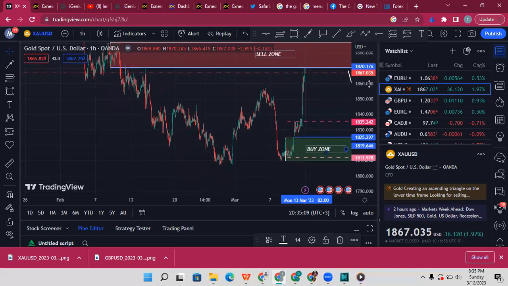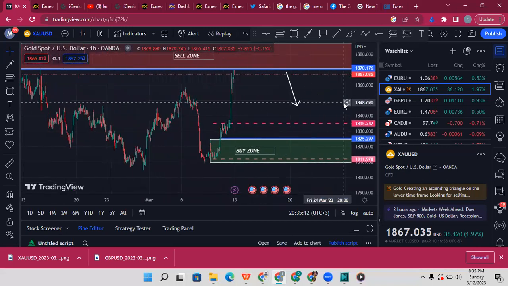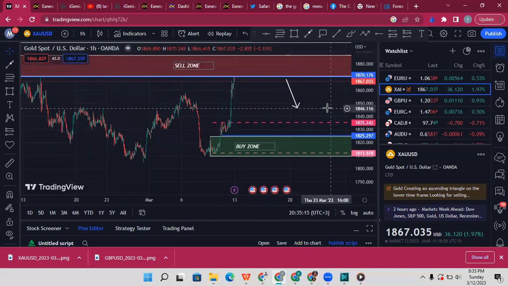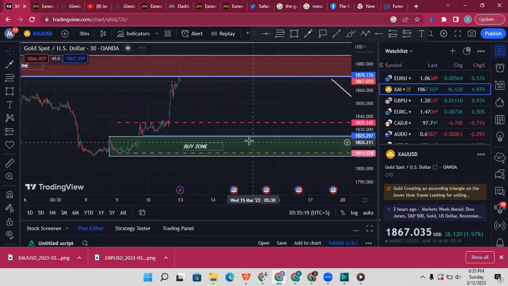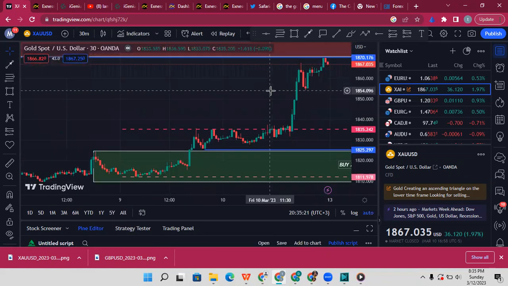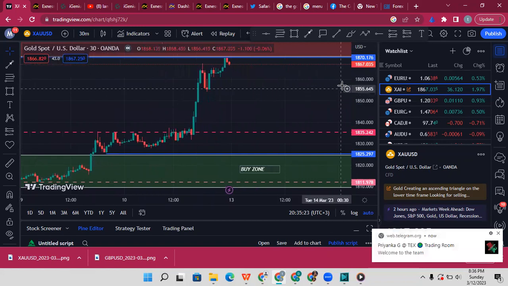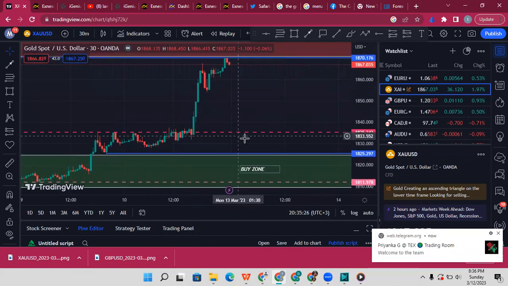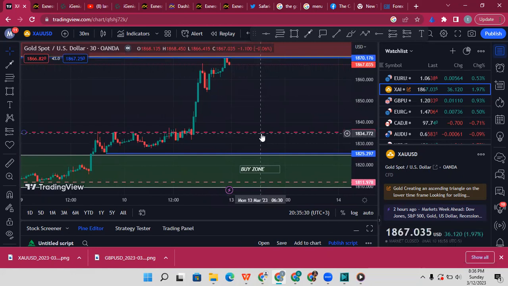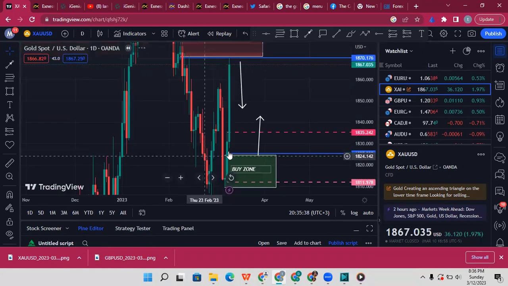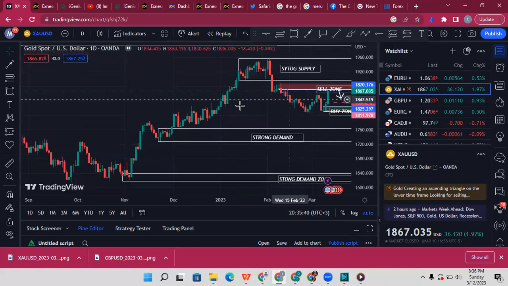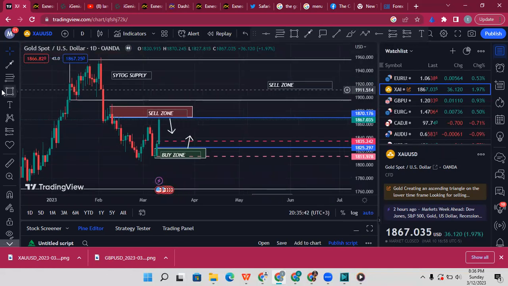So if price is getting into this demand zone, what are we looking at? We are looking at selling. So we'll go into a lower time frame, the 30 minutes time frame. Now we're diving in exactly. You can see this is where price closed on Thursday, and on Friday, let me go back one day and make sure it is okay.